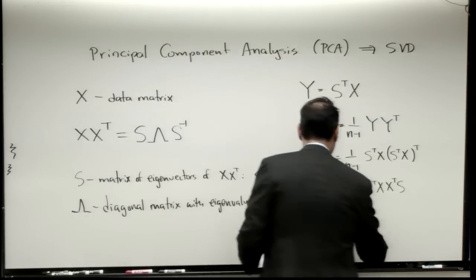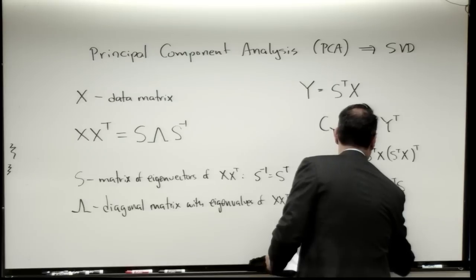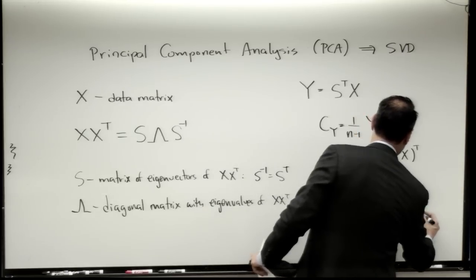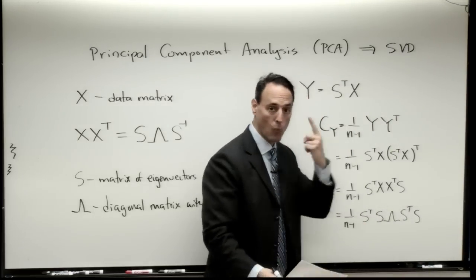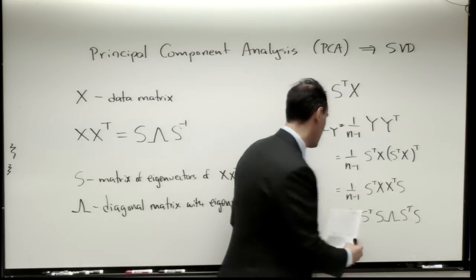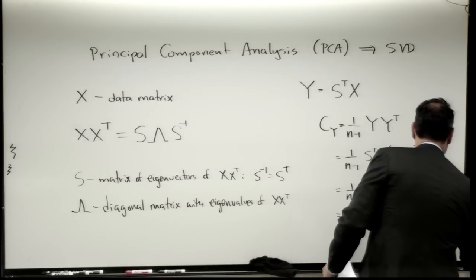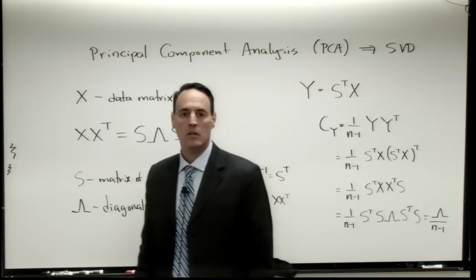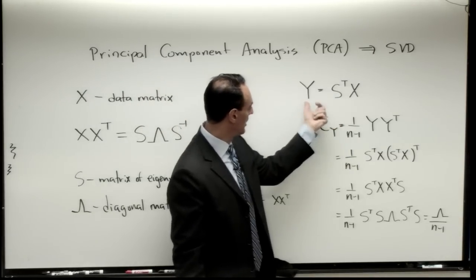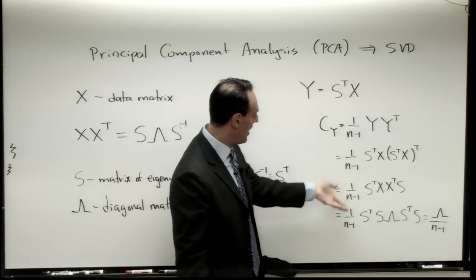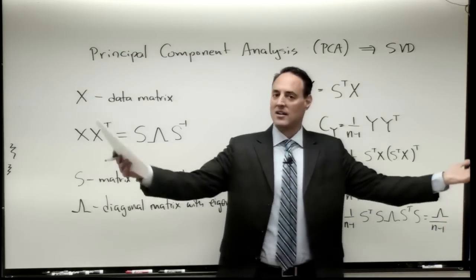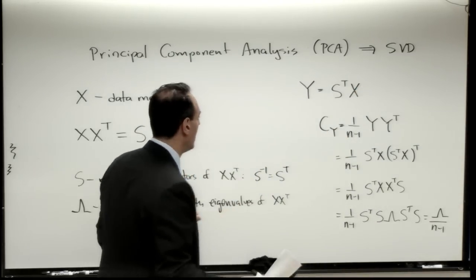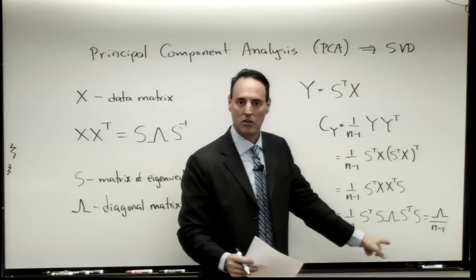So I can replace that there, say 1 over n minus 1, S transpose, and then I get S diagonal, S. But that's really S transpose S, and notice what happens, S transpose S, 1, S transpose S, 1. This whole thing comes down to, and what is that, lambda? Diagonal matrix. So in other words, if you work in this basis here, Y, then the covariance matrix is diagonal. So what I did, effectively, is I figured out the right way to look at this problem.